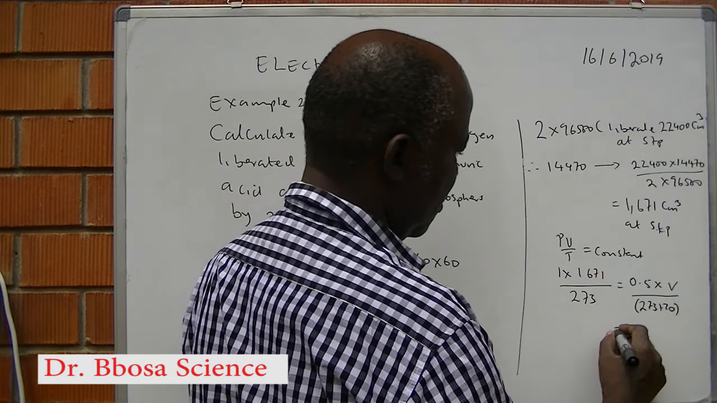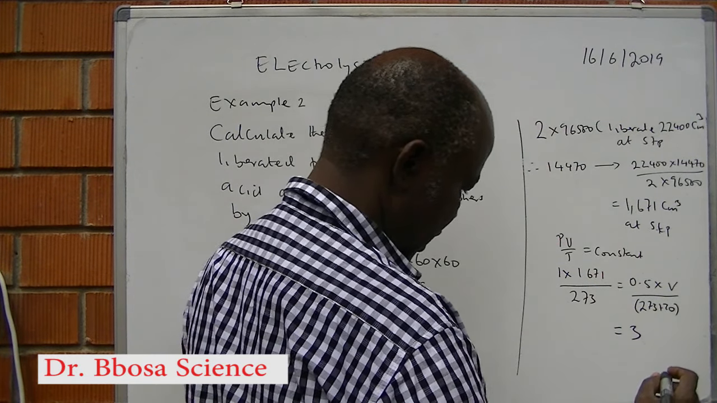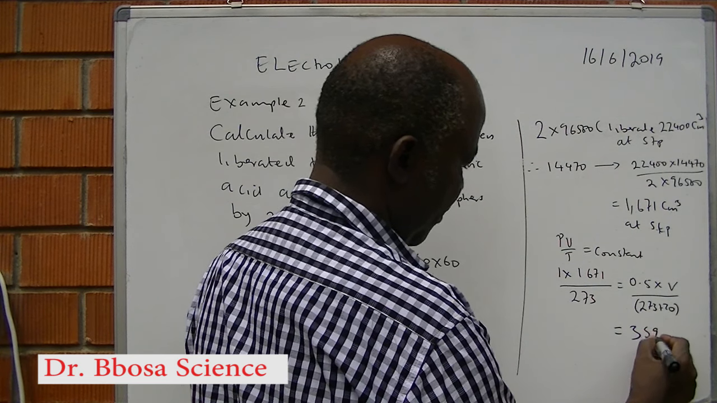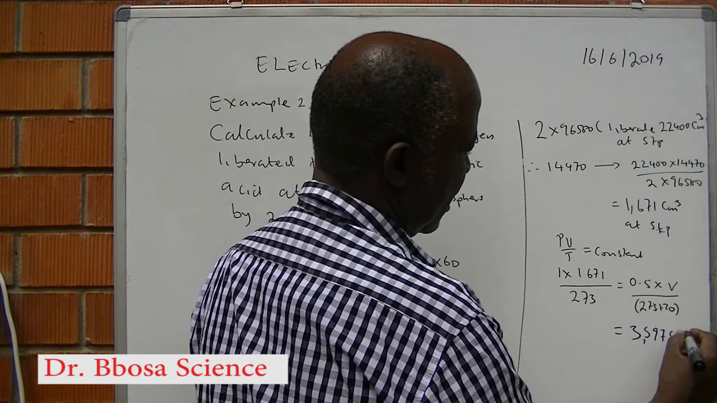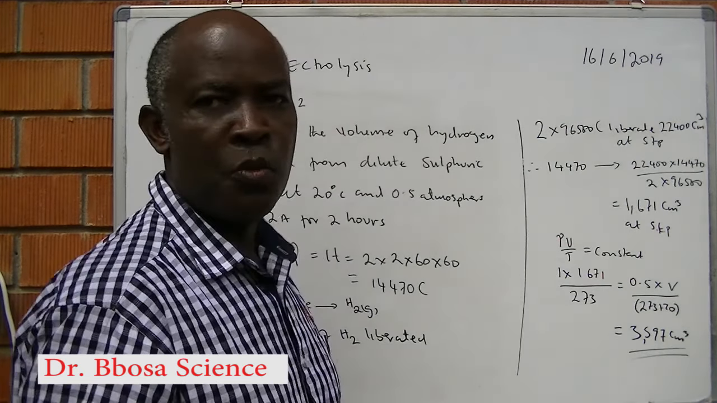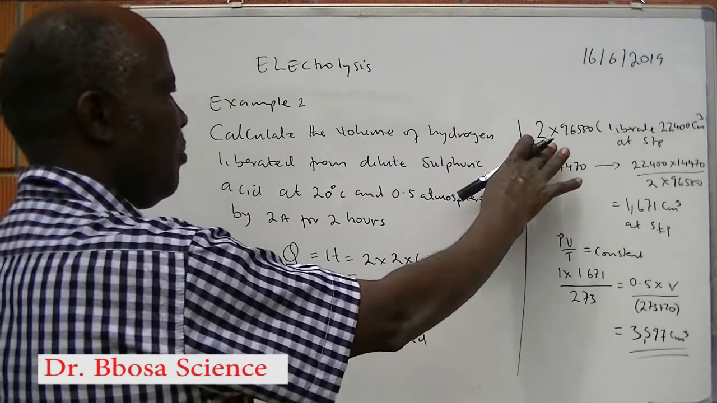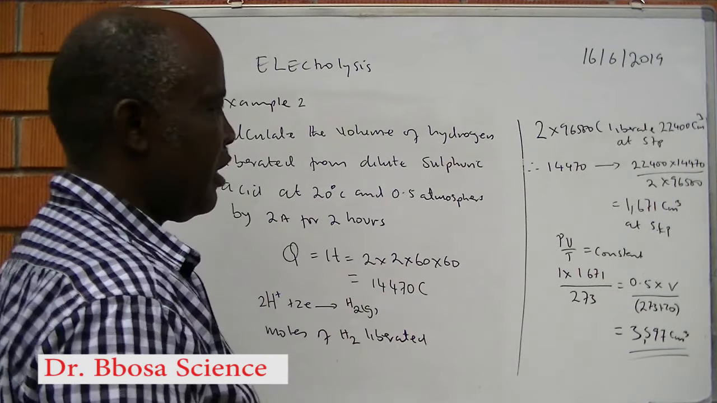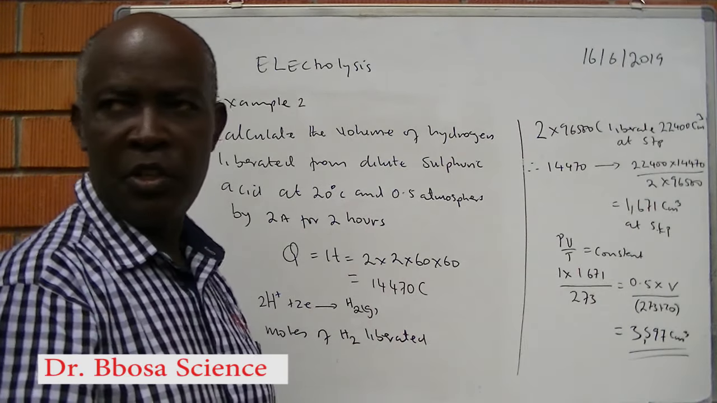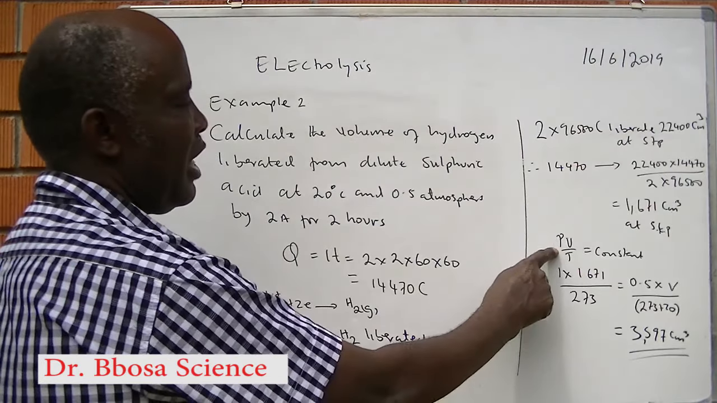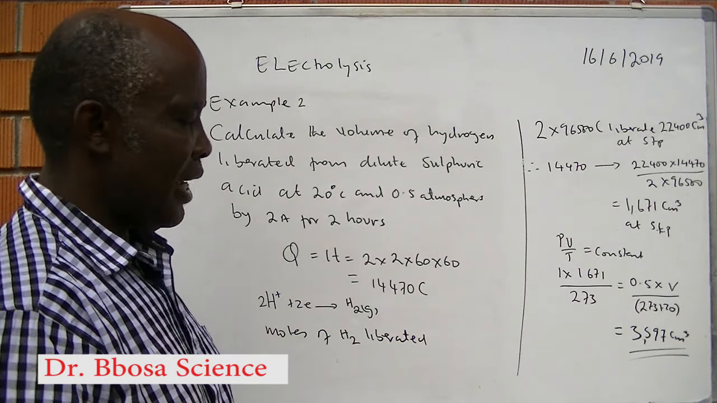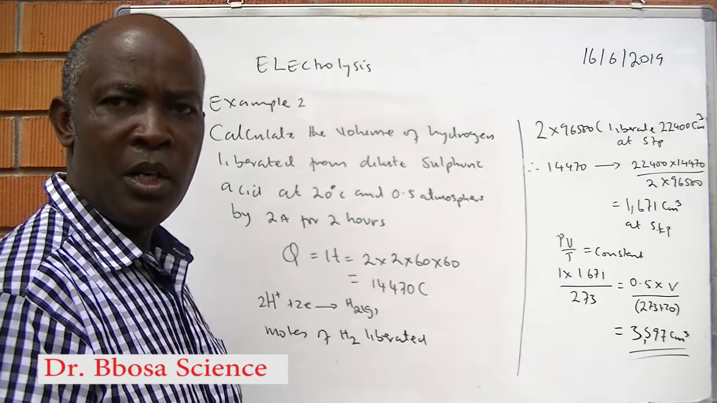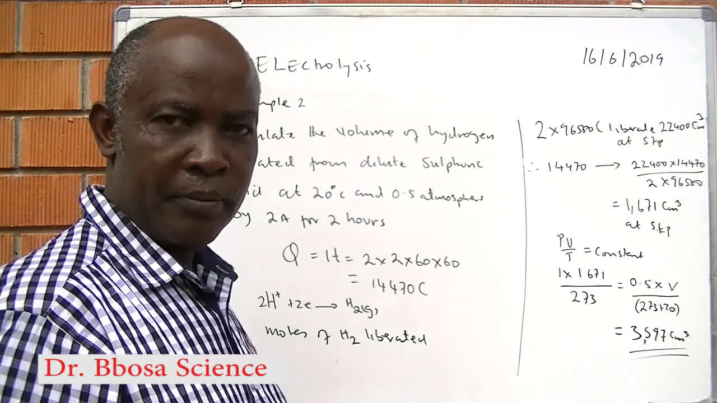Which is equal to 3597 centimeters cubed. So after getting the volume at STP, you change it to volume at a given condition using the ideal gas equation, PV over T is equal to a constant.